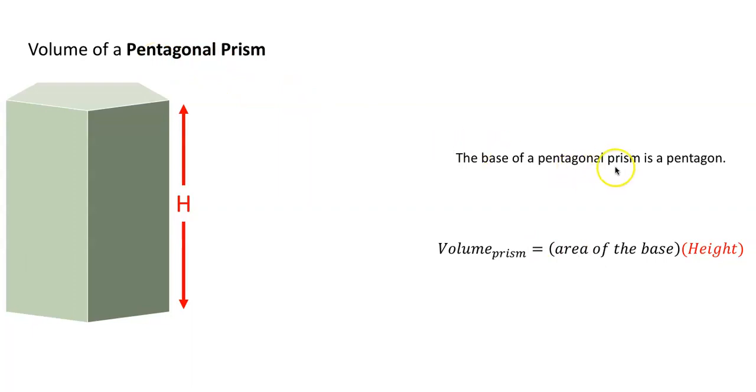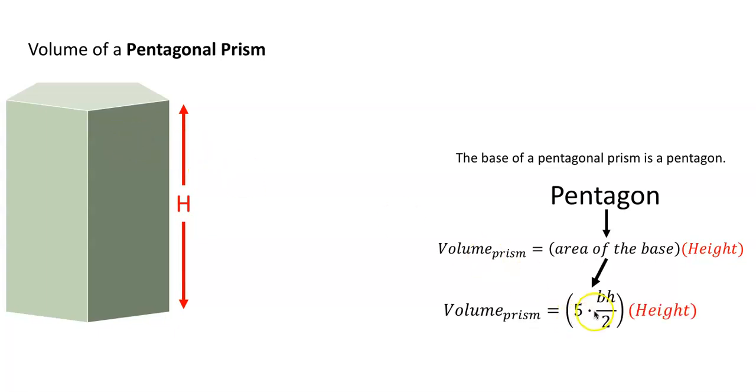The base of a pentagonal prism is a pentagon. Remember, with prisms there's two bases, so there's a pentagon at the top and a pentagon at the bottom, with rectangle faces in between. The formula for the area of a pentagon is 5 times base times height divided by 2.